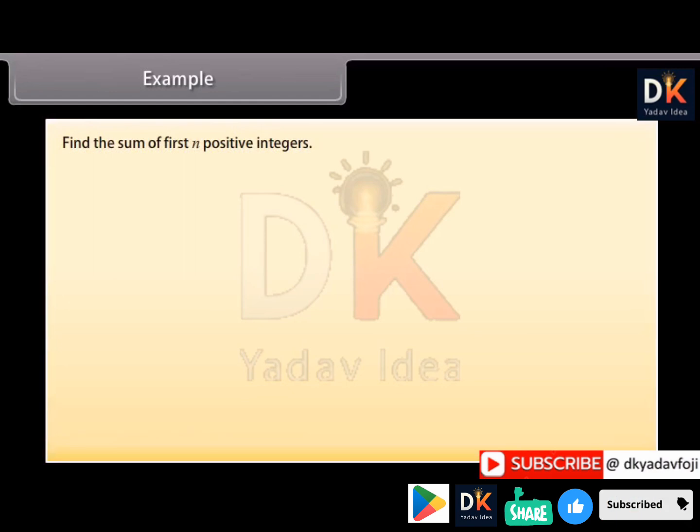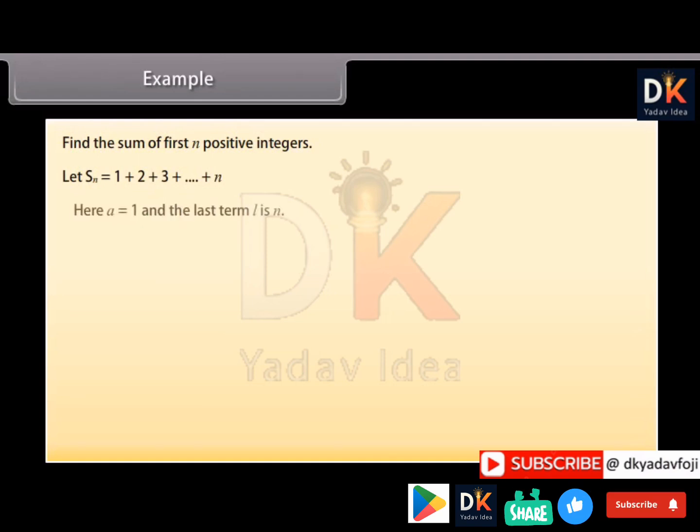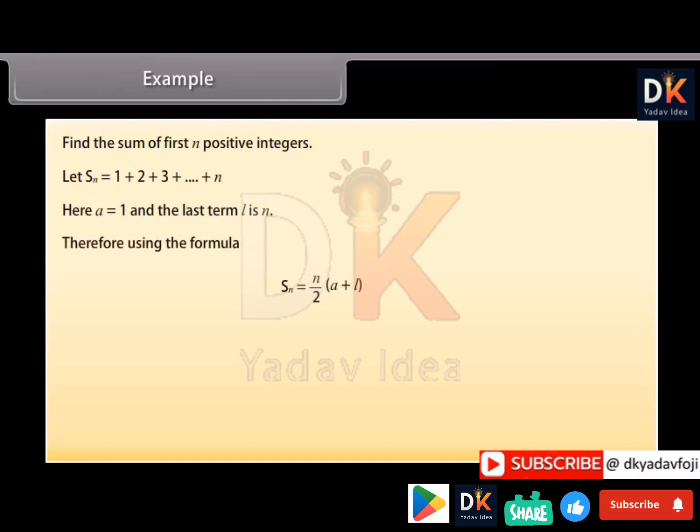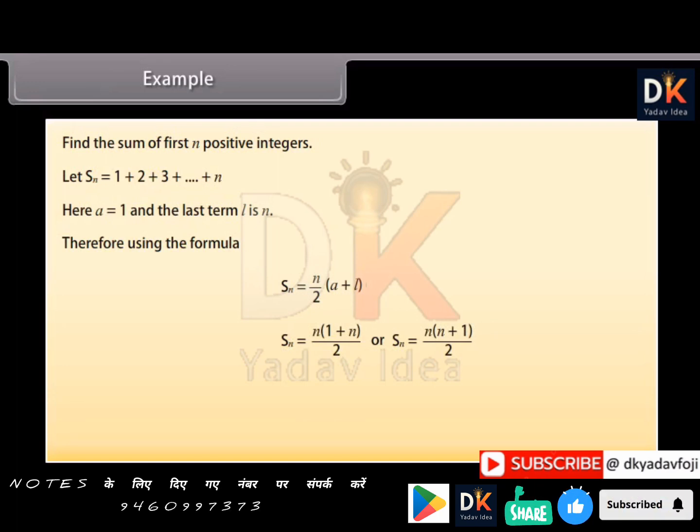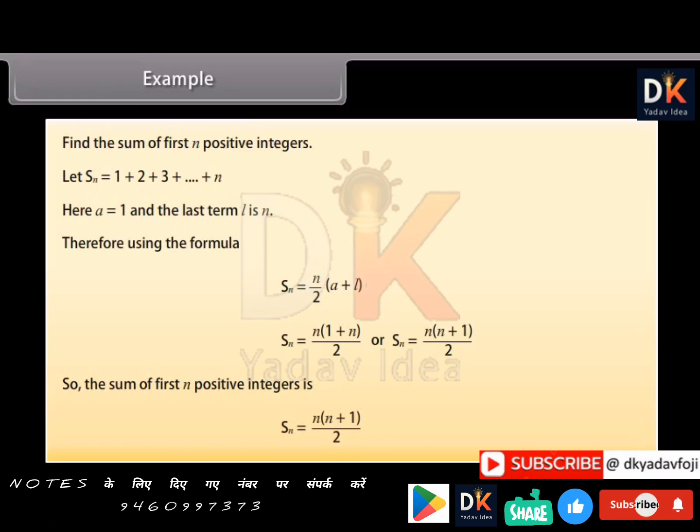Find the sum of the first n positive integers. Let Sn be equal to 1 plus 2 plus 3 and so on plus n. We can see that here a is equal to 1 and the last term l is n. Therefore, using the formula Sn is equal to n upon 2 into (a plus l), we get Sn is equal to n into (1 plus n) whole upon 2, or Sn is equal to n into (n plus 1) whole upon 2. So, the sum of the first n positive integers is Sn is equal to n into (n plus 1) whole upon 2.